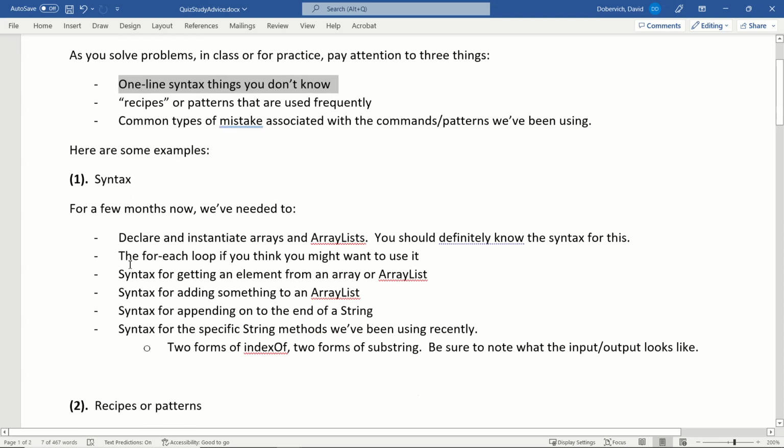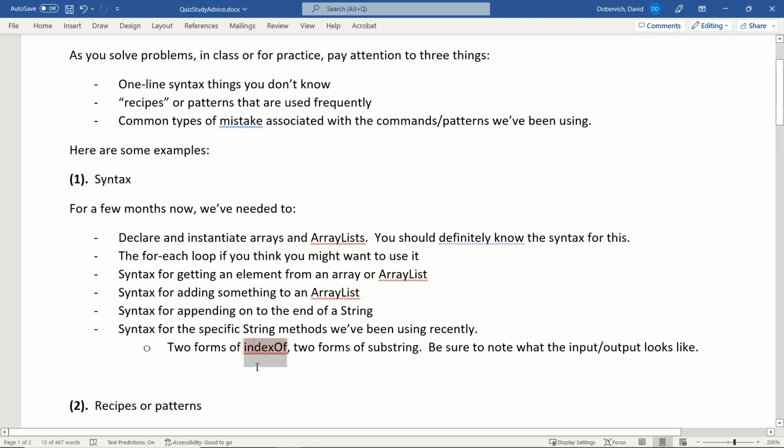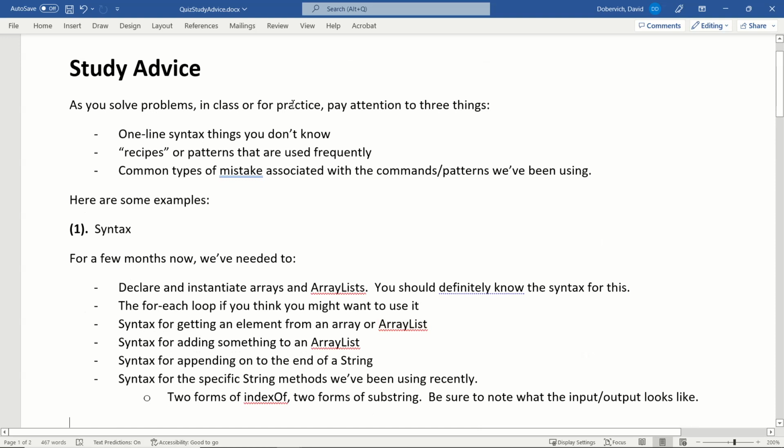Some common ones though, like remember the for each syntax, remember the basic syntax of all the methods that we've been commonly using within the unit. So for this unit, there are two different forms of indexOf, there are two different forms of substring. Okay, so maybe that's enough for syntax. This is not most people's major problem.